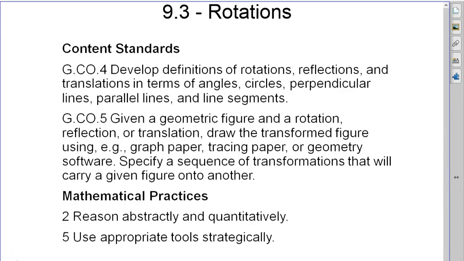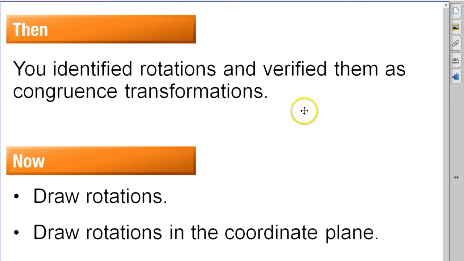Okay, so here's the video for section 9.3, rotations of polygons. We've already talked about rotations before. We did that back in first semester. But now we're going to formally define what a rotation really is, how to construct one, and how to work with one. We've identified them and verified them as congruence transformations, also called isometries. Now we're going to draw them in the coordinate plane.